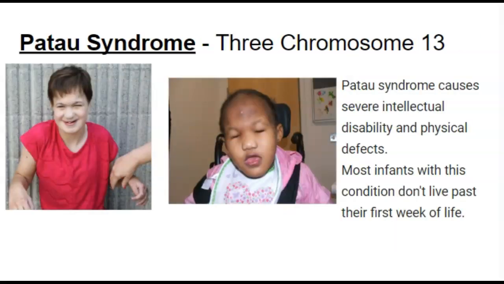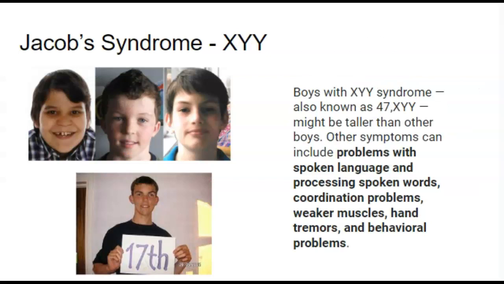Patau syndrome. This is when they have 3 chromosomes number 13. Again, we've got intellectual and physical defects. A lot of individuals don't live super long as well. We have Jacobs syndrome, XYY. So again, people who normally have male reproductive parts have XY, so here they have an extra Y. So extra testosterone, which can cause problems. Weaker muscles, behavioral problems, also some language problems as well.